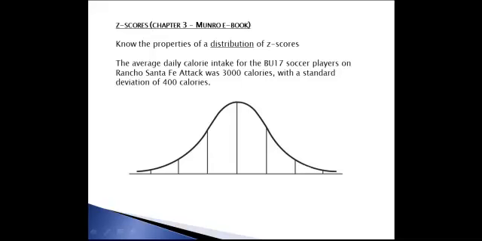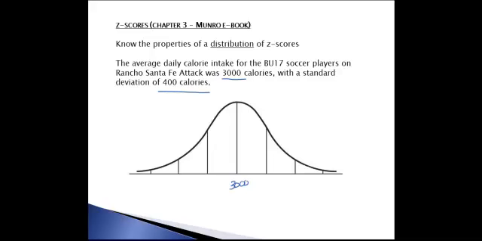Okay, now we have a sample problem that I made up. My youngest son plays on the Rancho Santa Fe Attack soccer team for the boys U17. And it is said that the average daily intake of calories on that team was 3,000 calories with a standard deviation of 400 calories. Now, the mean goes in the middle, okay? And here we would have the mean is right here, 3,000.